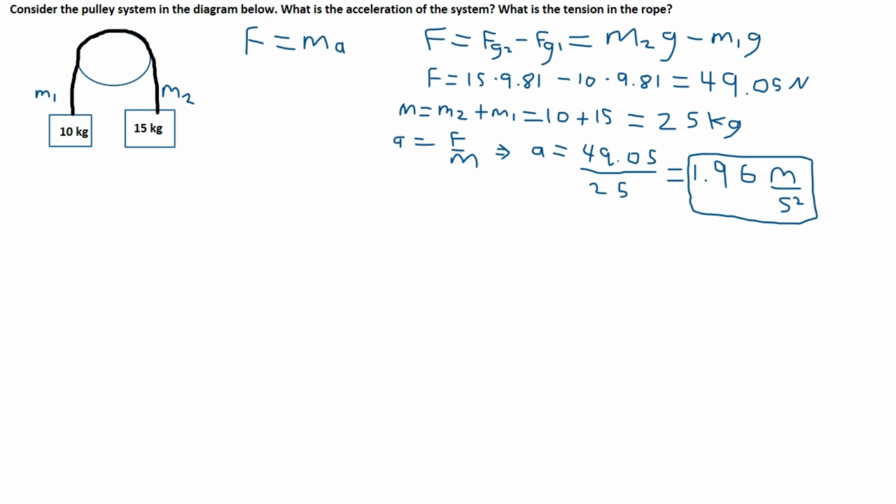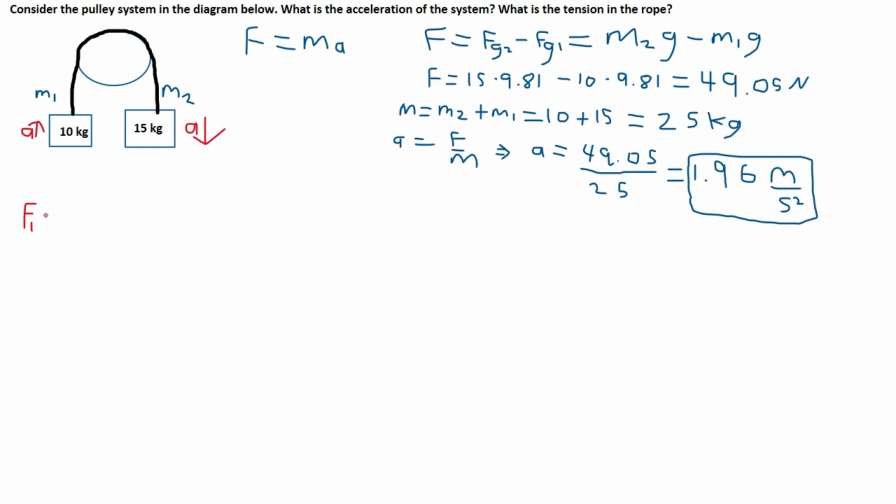Now let us calculate the force of tension in the rope. Let's first consider the direction of each mass's acceleration. Mass 2 will accelerate downwards, and mass 1 will accelerate upwards because it is lighter than mass 2. Now to calculate the force of tension, we can look at either mass and the forces acting on it. So let's look at mass 1.